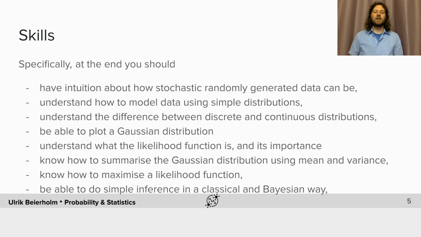And by the end of today, you should have some intuition about how stochastic, randomly generated data actually work. You should understand a little bit about how to model data using very simple distributions. You should understand some of the differences between discrete and continuous distributions, and be able to plot a normal or Gaussian distribution too. You should understand what the likelihood function is and why it's important to use. How to summarize the Gaussian distribution using mean and variances, and know how to maximize a likelihood function. And lastly, you should be able to do a little bit of simple inference in a classical as well as in a Bayesian type of way.